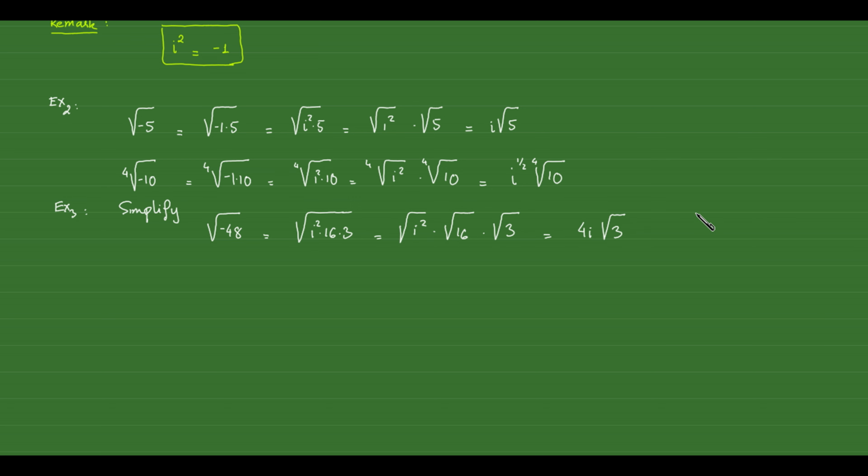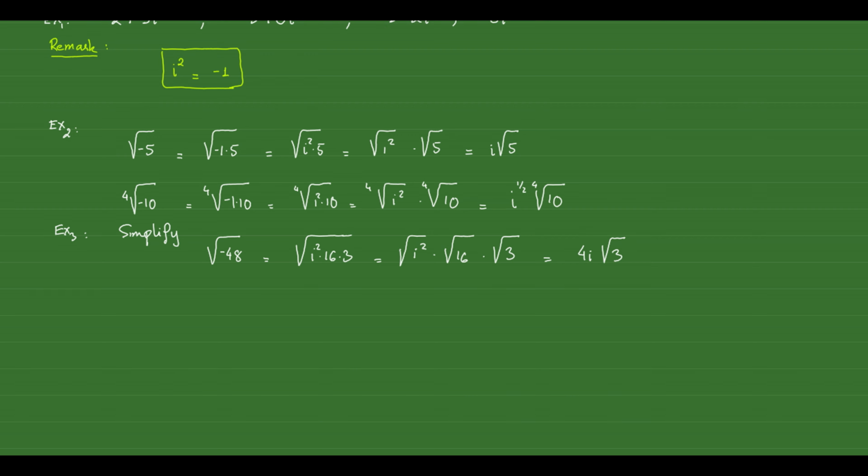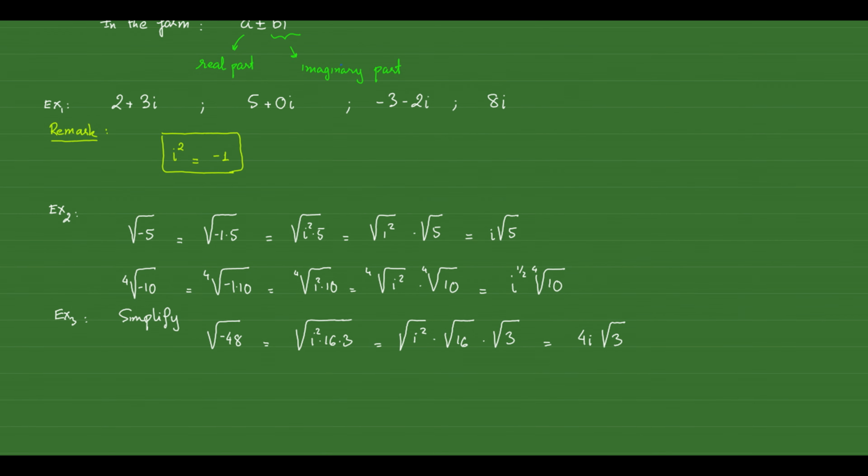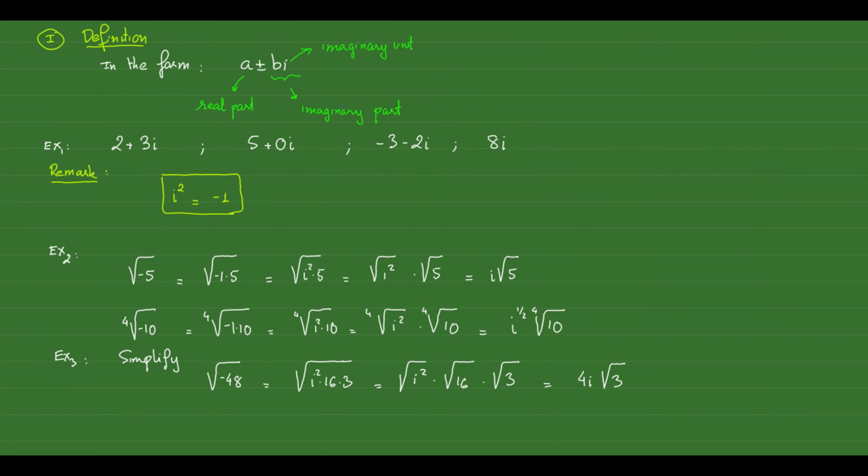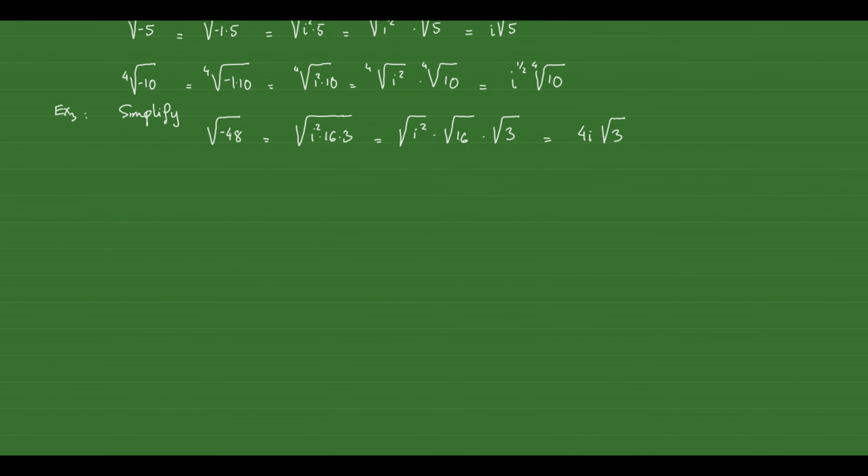All right. Now, after we know how to simplify the radical of a negative number, we know what a complex number is. So in the second part of our lecture, I want to talk about operations on complex numbers. By operations on complex numbers, we mean how we add, multiply, and subtract complex numbers together. Okay, let's see how we're going to do it.